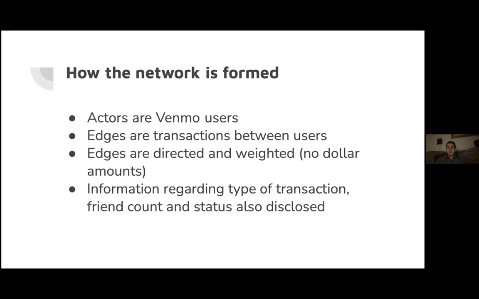So conceptually, these edges are weighted, but within the data set, we don't actually have access to the dollar amounts. So that is something that we won't actually be able to use. And then finally, there's some other miscellaneous information like the type of transaction, the notes about the transaction, friend count, and then the status, along with lots of other aspects that we can use for our data analysis.